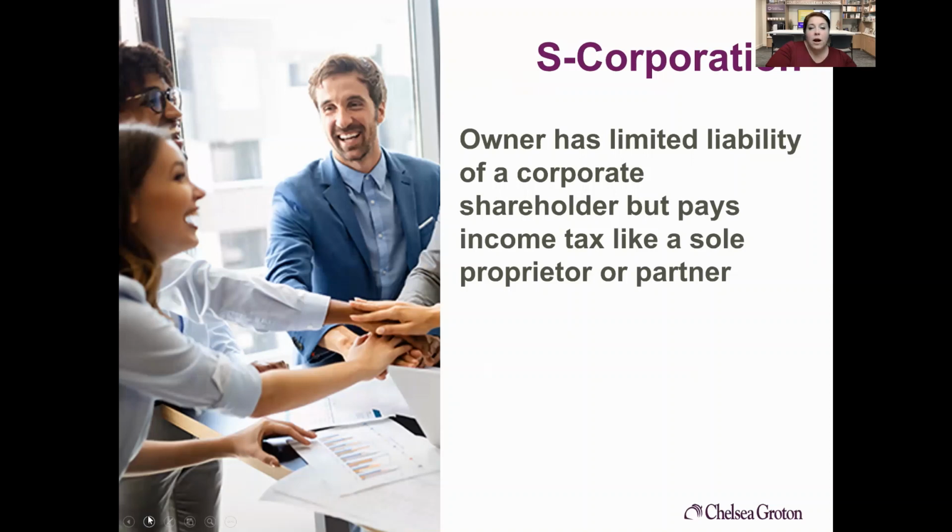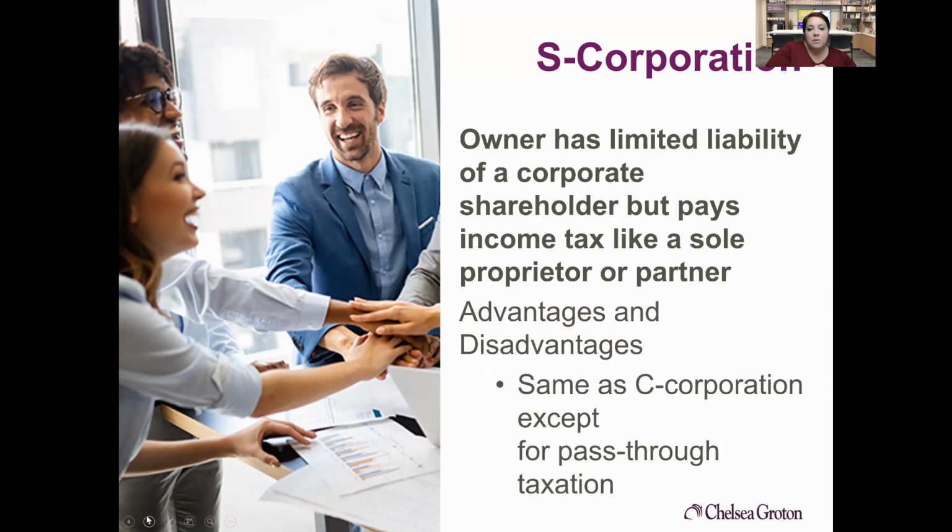With an S Corp, the owner has the limited liability of a corporate shareholder, but pays income tax like a sole proprietor or a partner. It's the same as a C corporation, except for the pass-through taxation. So the major difference is all business profits on an S Corp pass through to the owners who report them on their personal tax returns, the same as with sole proprietorships, partnerships, and LLCs. The S Corp itself does not pay any income tax, although an S Corp with more than one owner must file an informational tax return.